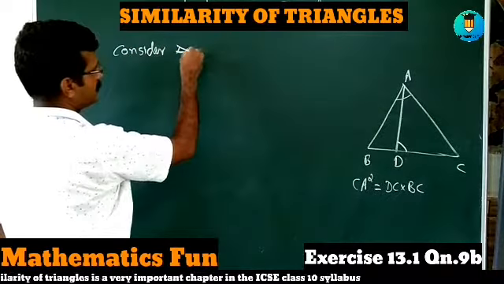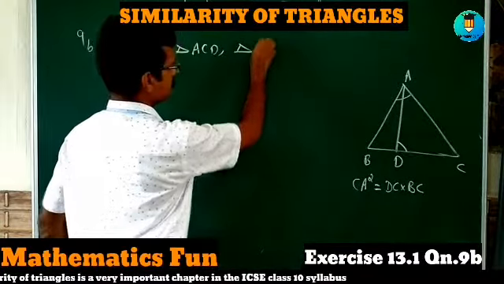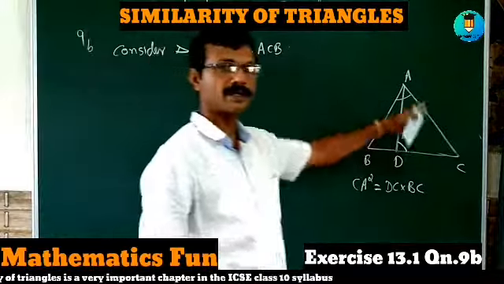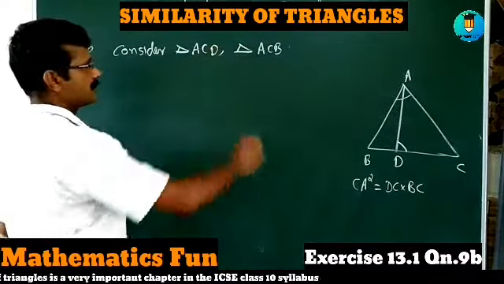That is triangle ACD, and the next triangle is ACB. First of all, you have to take a proper decision. Otherwise, you will go for all other triangles and it will be difficult. So ACD and ACB are taken.